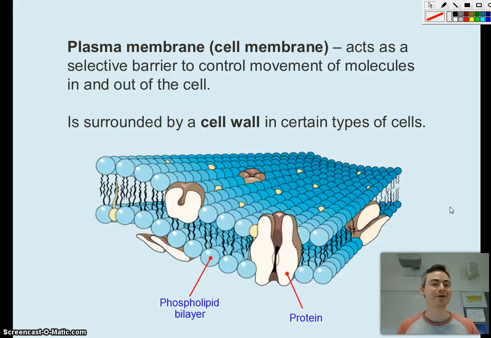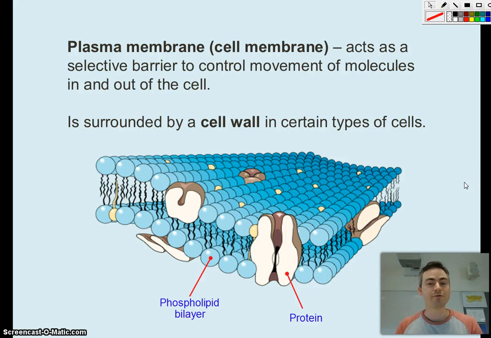Okay, every cell has also got a cell membrane or a plasma membrane, different words for the same thing really. We know a lot about the cell membrane already. It's that barrier that controls the movement of things in and out of the cell, that separates the intracellular from the extracellular environment. We'll look at that in a lot more detail in the future.